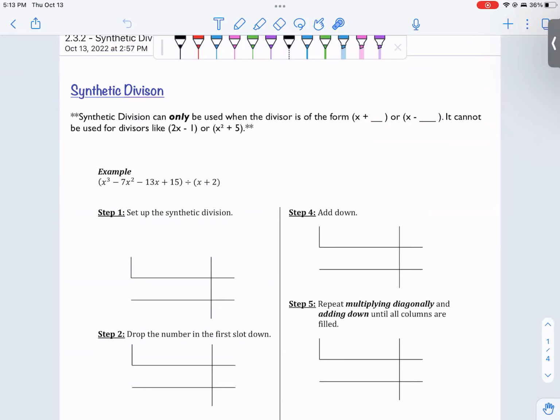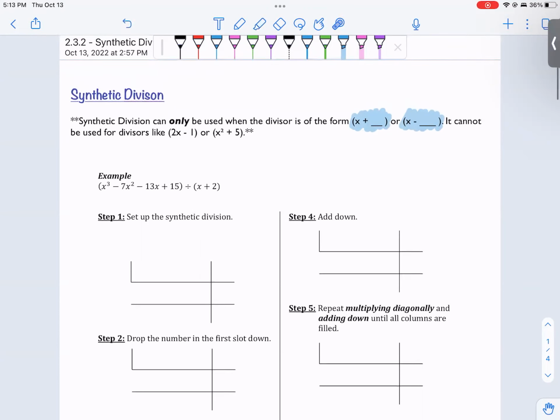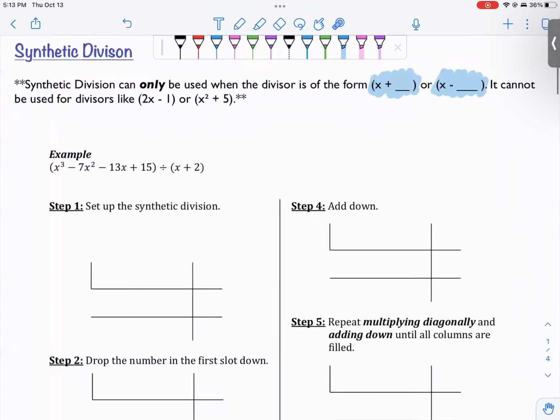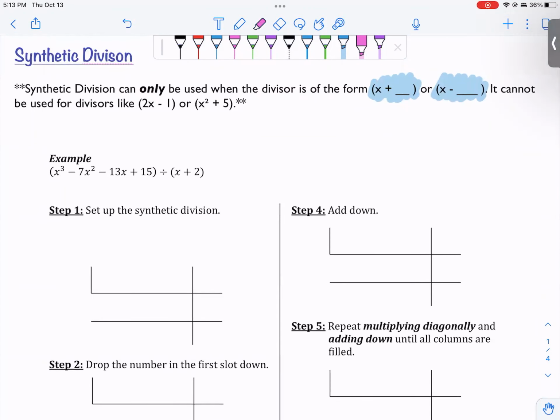So, synthetic division is used when we have polynomial long division, but it can only be used when the divisor is of the form x plus a number or x minus a number. So it can't be used for divisors like 2x minus 1, because 2x minus 1 has a 2 in front of the x, so it's not in this form. For x squared plus 5, we can't use synthetic division because there's a square, right? It has to be x plus a number or x minus a number. It can't be anything different than that.